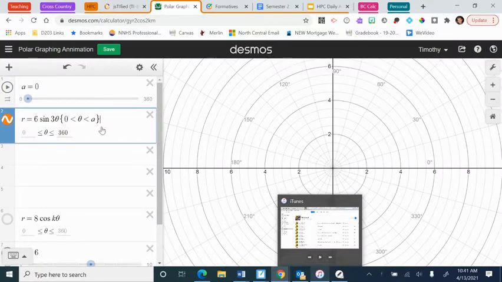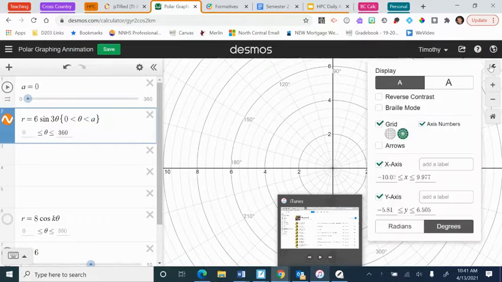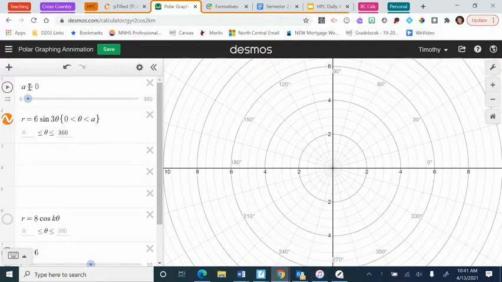And I made a slider for theta. Let theta be between 0 and a, and let's let our theta go up to 360 degrees. Right now I have switched into my degree mode. Now, as I let A start going different values, I'm getting this nice, very symmetrical 3-petaled rose.